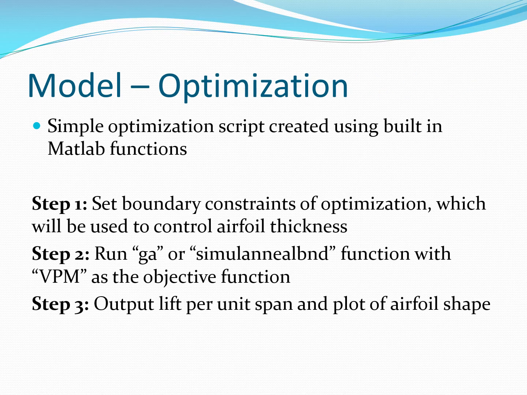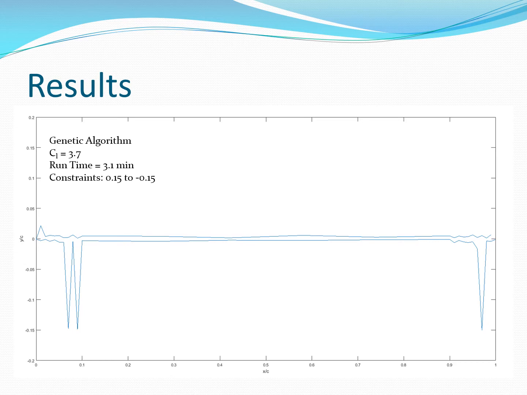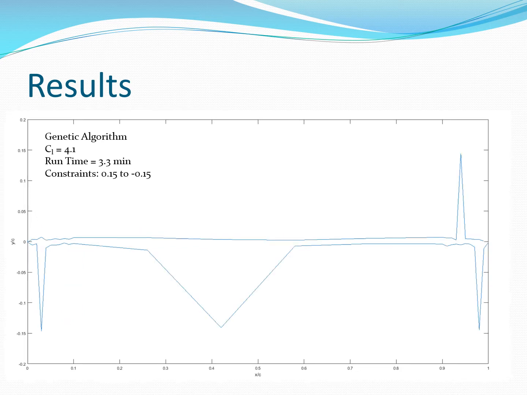The optimization script itself was fairly simple once VPM was created. Boundaries were set to control airfoil thickness, and the optimization functions were run using VPM as the objective function. Results were then plotted. Here are results using only maximum and minimum thickness constraints. Notice that the airfoil is very thin with spikes near the front or back to increase camber, which simulate flaps or slats. This is a second run using GA with the same constraints.